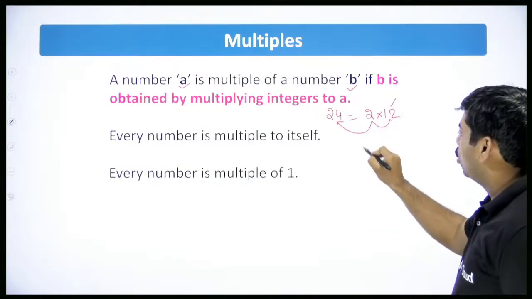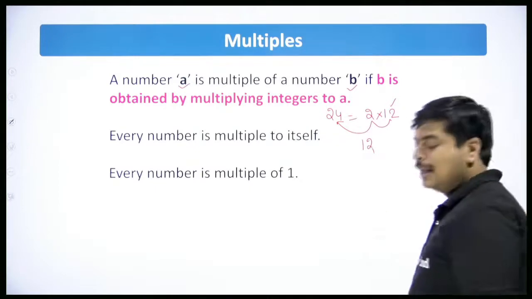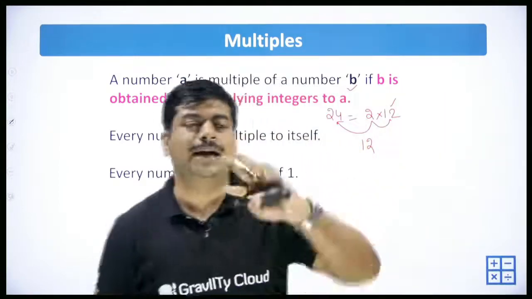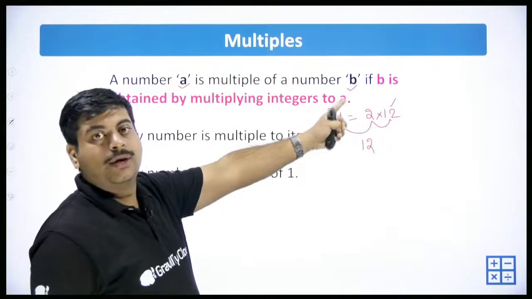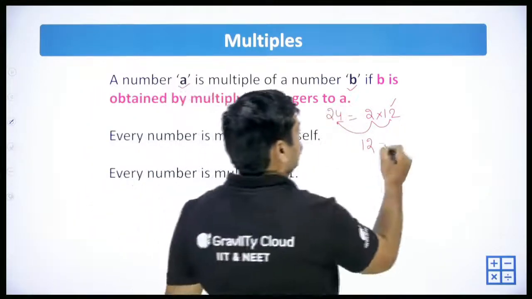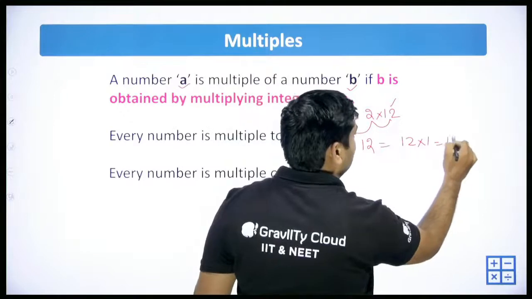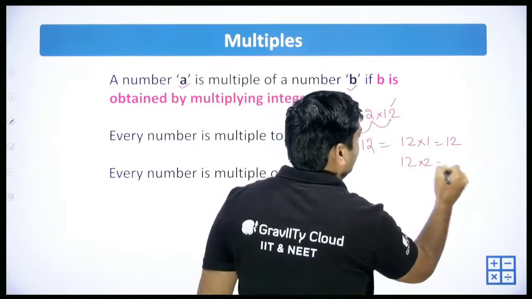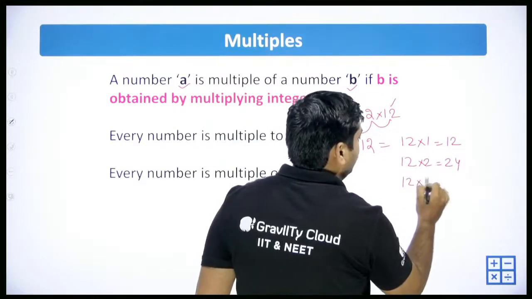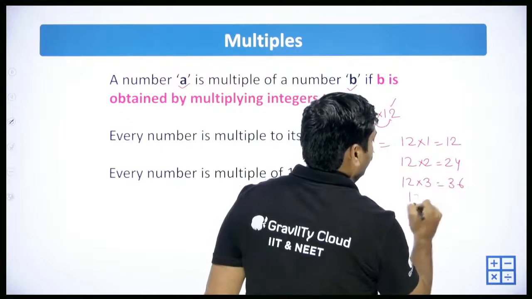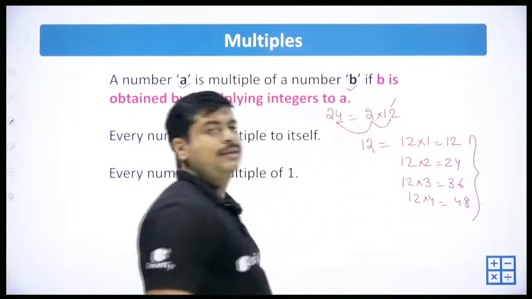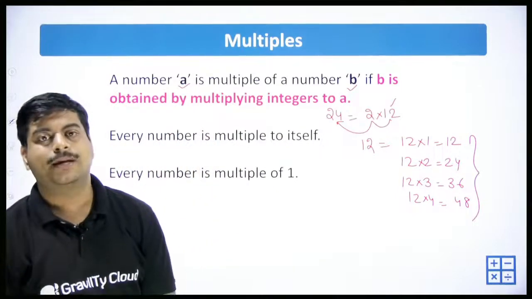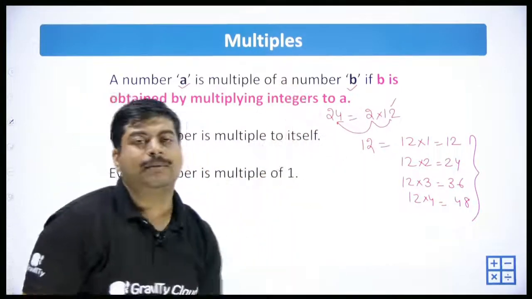So let me write all the multiples of 12. See, multiplying integers. We need to multiply integers. So 12 into 1 is 12. It is a multiple. 12 into 2, 24 is a multiple. 12 into 3, 36 is a multiple. 12 into 4, 48 is a multiple. So in that way, how many multiples can you write? Infinite multiples. You can write infinite multiples in this sequence.